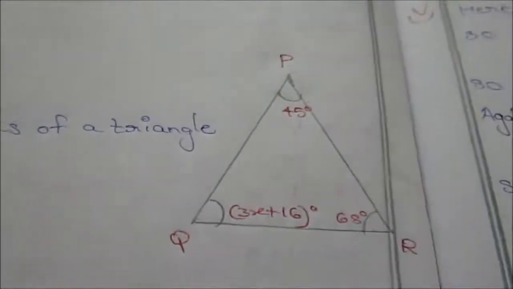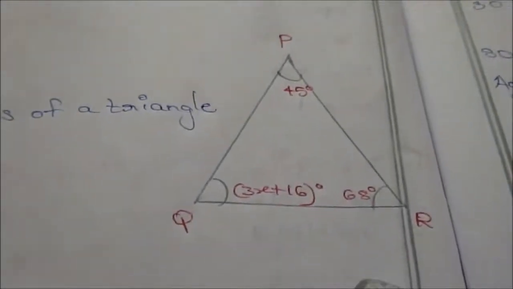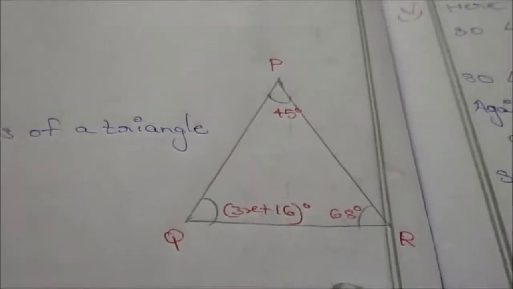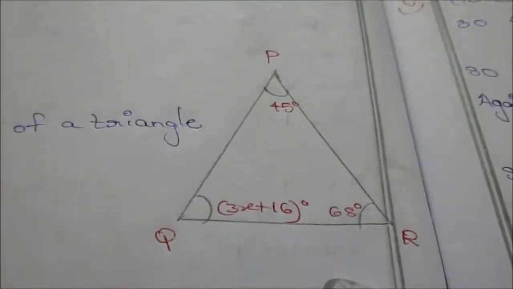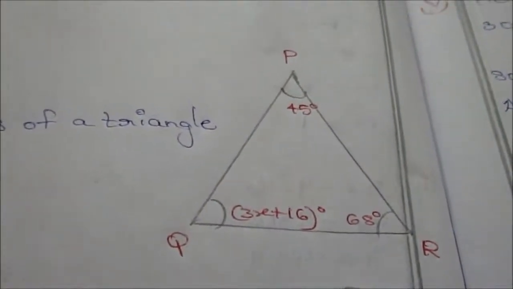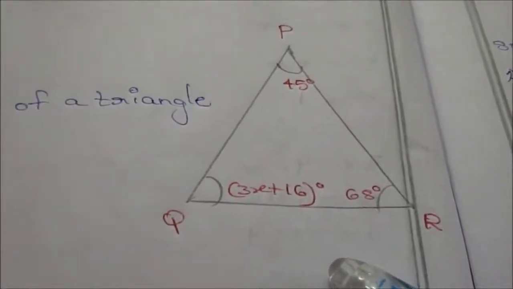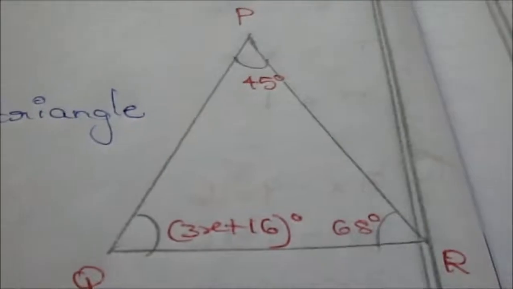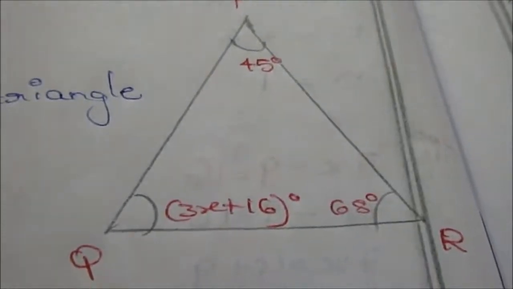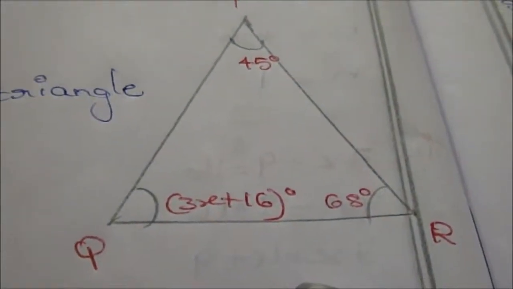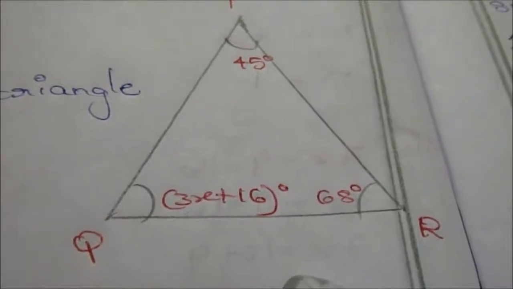Here also one triangle PQR is there. Here they gave three interior angles of the triangle. One angle is 45 degrees, one angle is 68 degrees, and the other angle is 3x plus 16 degrees. Here we have to find the x value. How to find the x value? Here we know all three angles.